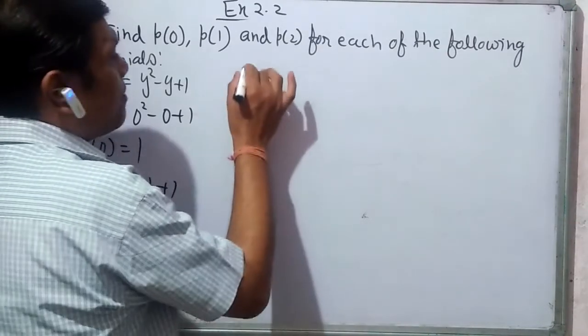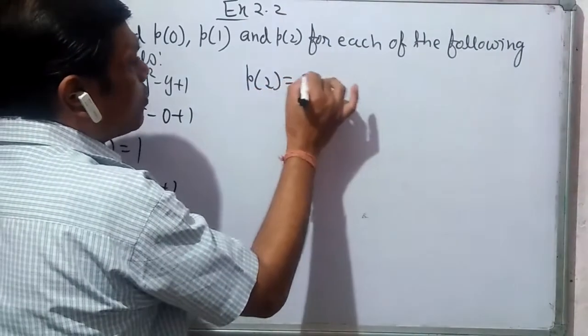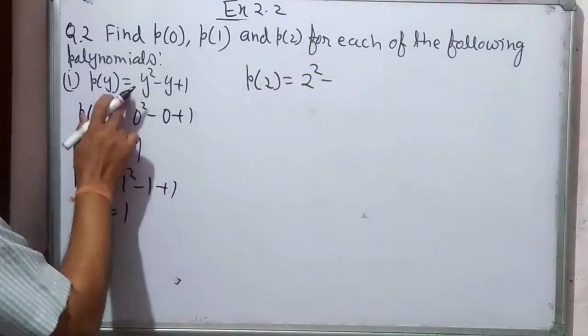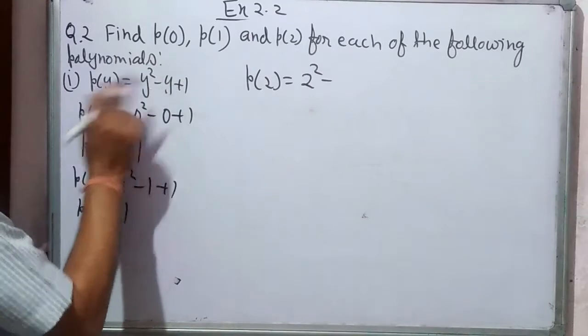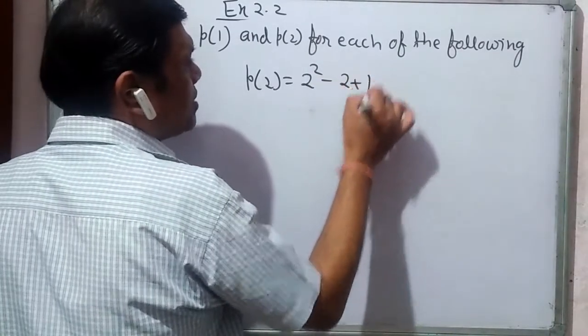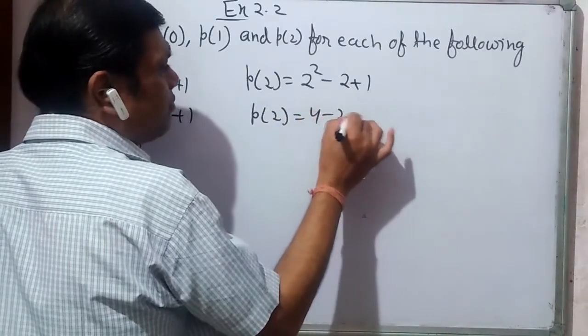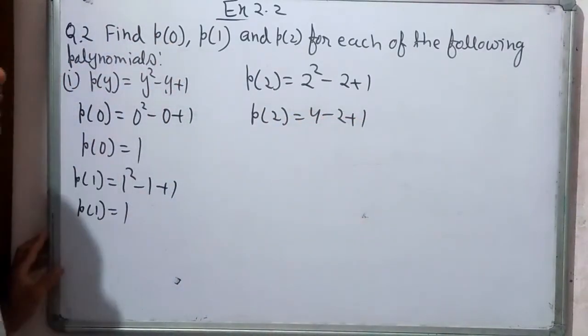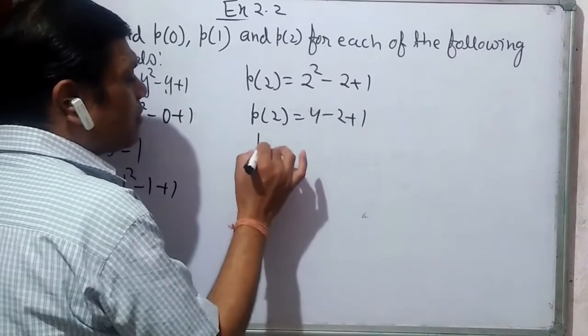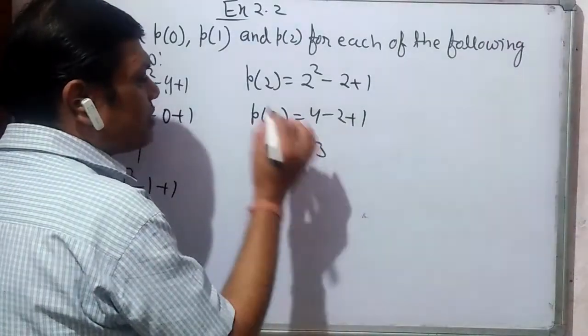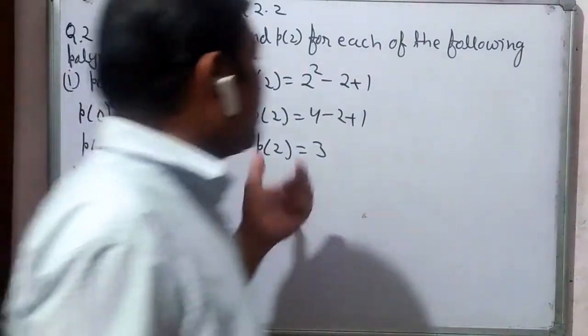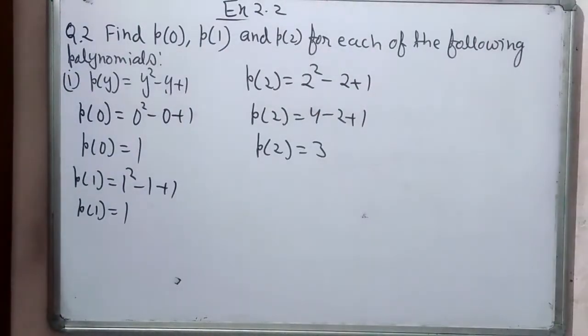Let us find the polynomial's value at 2. It should give us 2 square minus 2 plus 1. What shall that give us? 4 minus 2 plus 1. That should be 3. So the polynomial's value at y equals 2 will be 3.